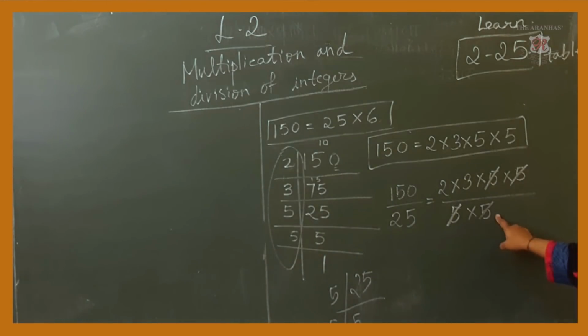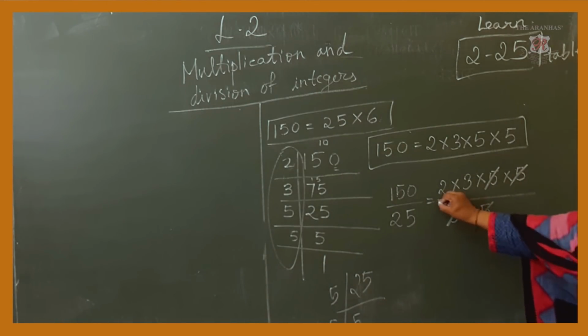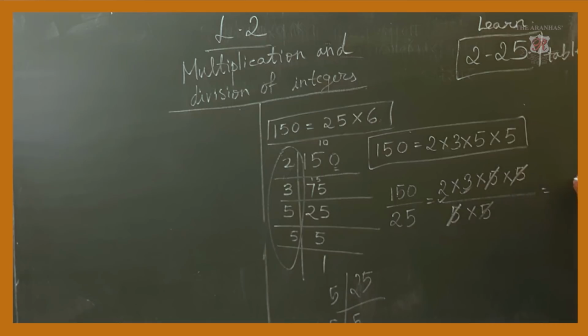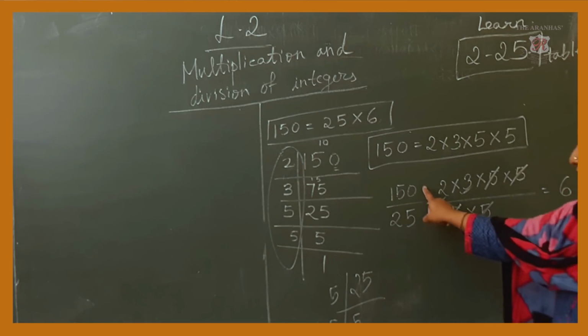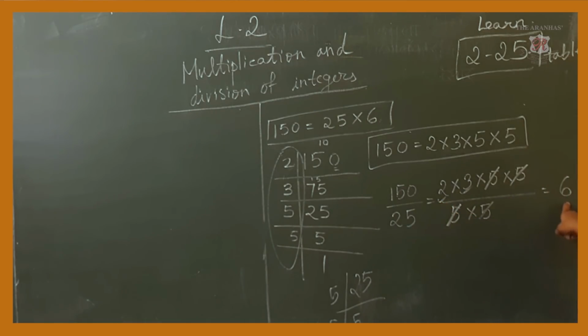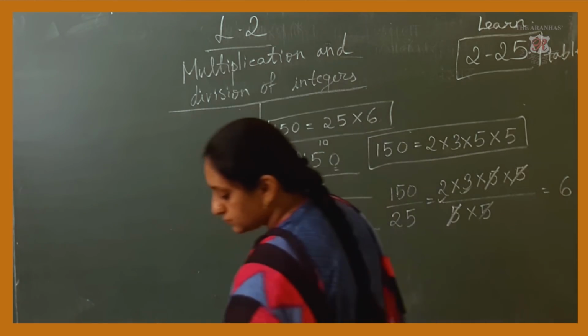The 5 and 5 are common numbers, so they get cancelled. Remaining are 2 and 3. These two numbers are remaining. 2 into 3 is 6. That means 150 upon 25, we get the answer as 6.